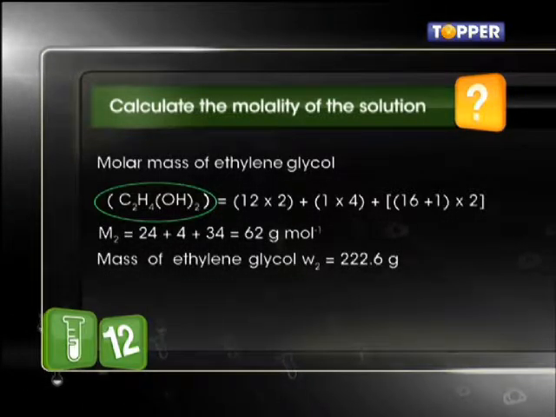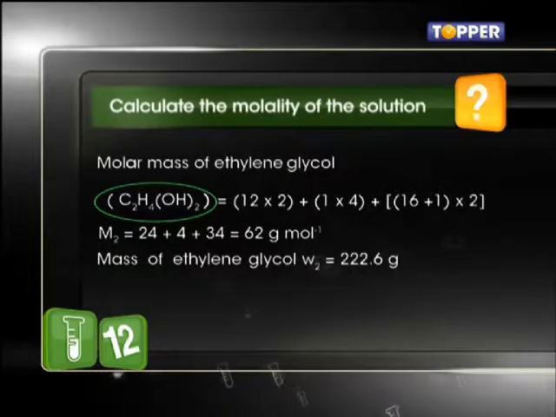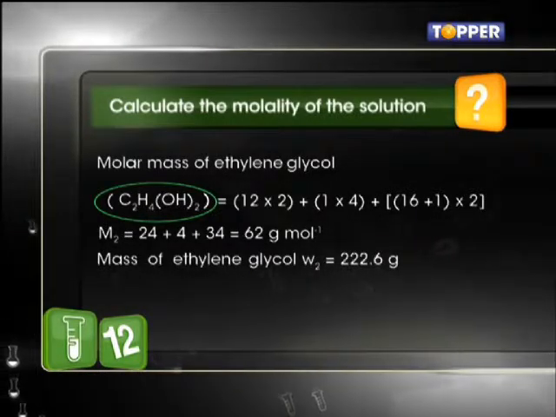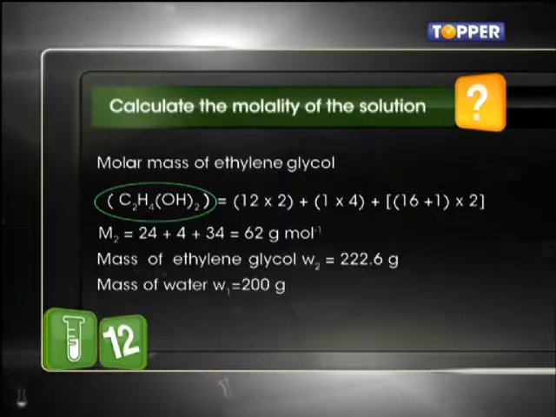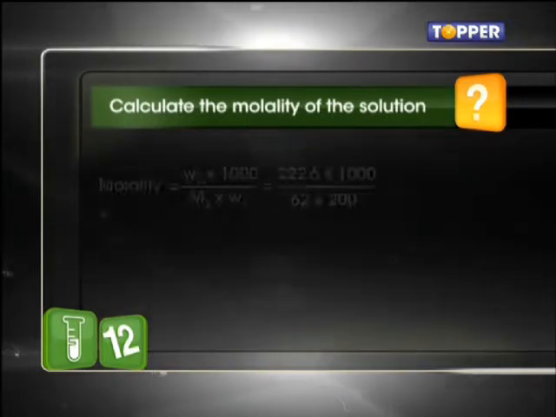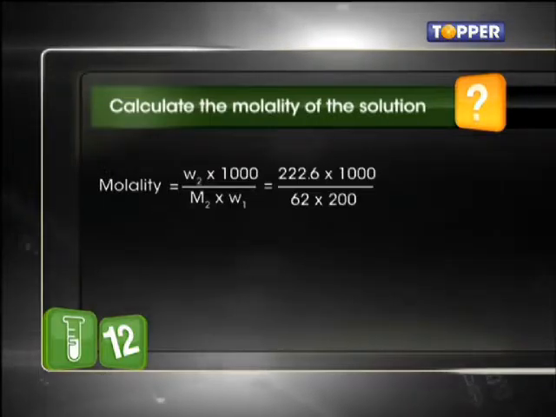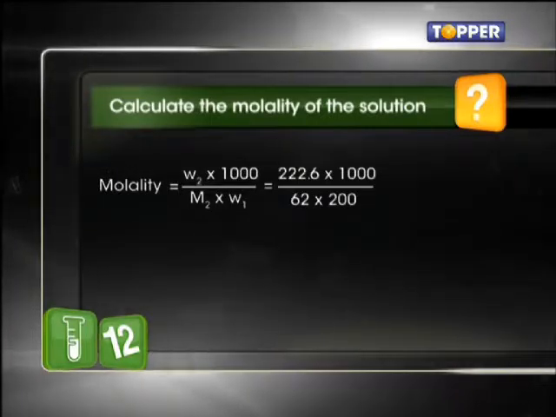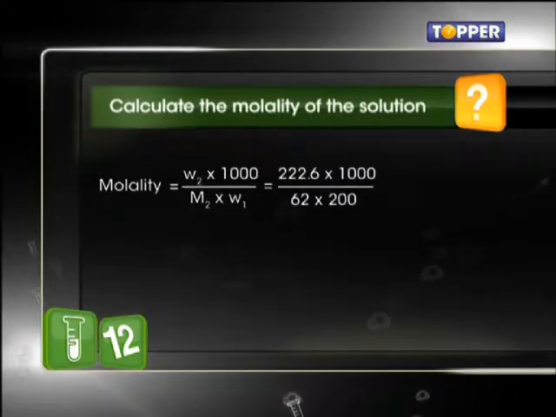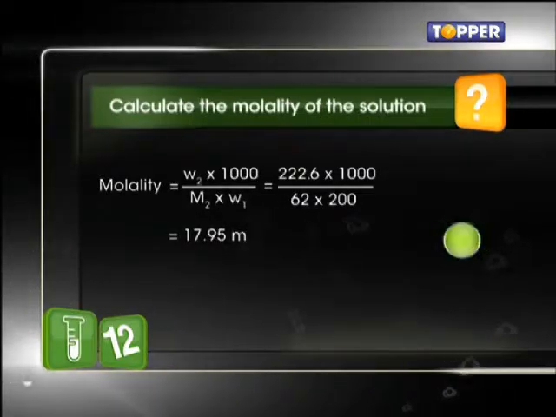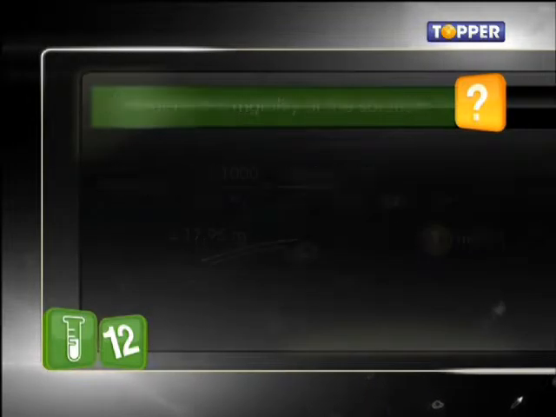Given that the mass of ethylene glycol, W2, is equal to 222.6 grams and the mass of water, W1, is equal to 200 grams, the molality of the solution is equal to W2 into 1000 divided by M2 into W1. This comes out to be 17.95 molal.